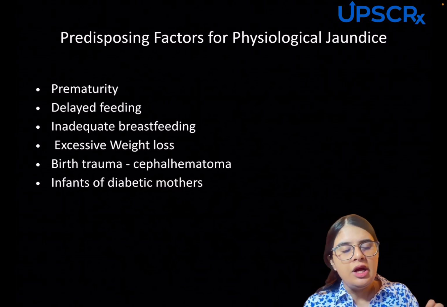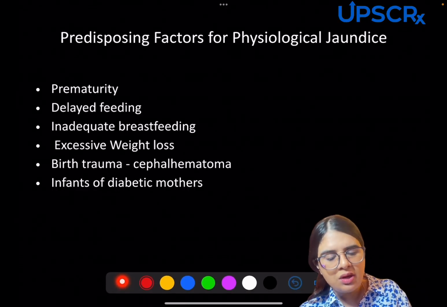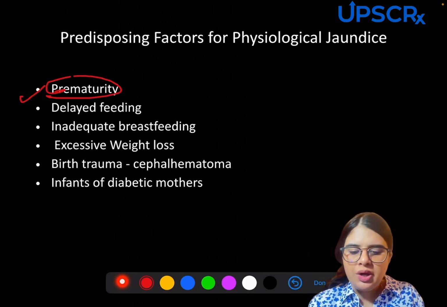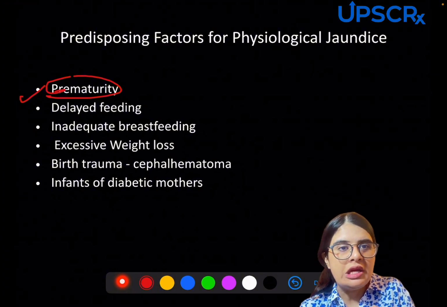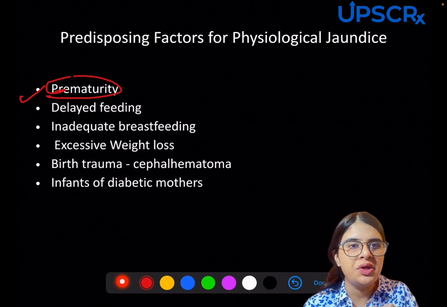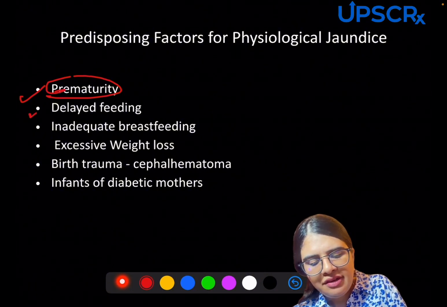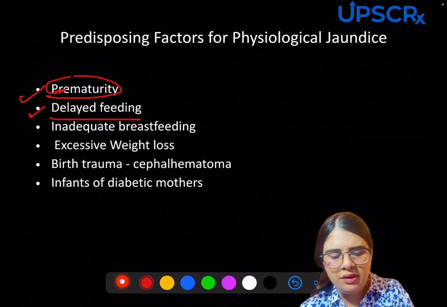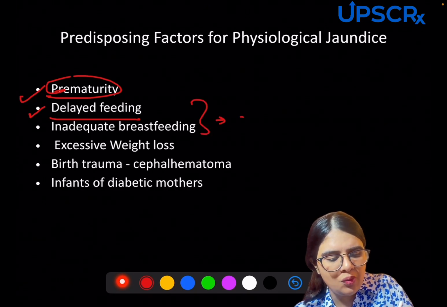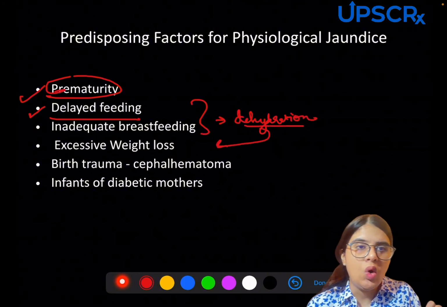Now let's see the predisposing factors of physiological jaundice. One thing I talked to you about was prematurity. Prematurity is a predisposing factor for jaundice. Why? Because there is an immature liver, immature enzymes. If there are immature enzymes, proper conjugation will not take place, and the unconjugated fraction will increase, causing unconjugated hyperbilirubinemia. Then delayed feeding is another predisposing factor. Delayed or inadequate feeding causes weight loss and dehydration in the newborn, and dehydration and weight loss can cause jaundice.